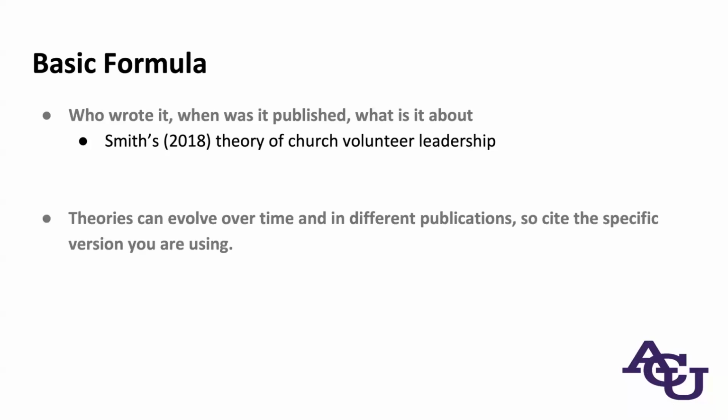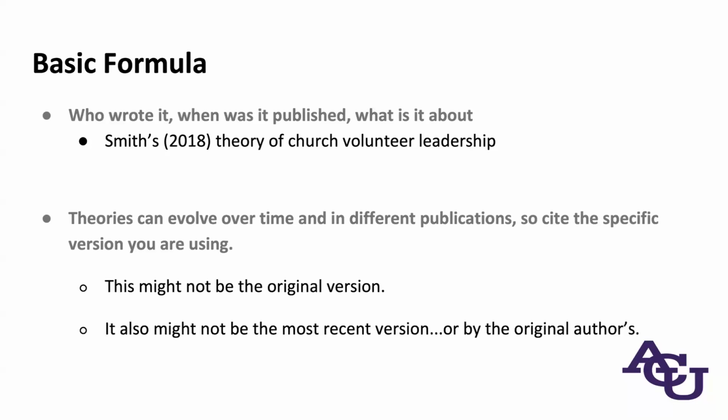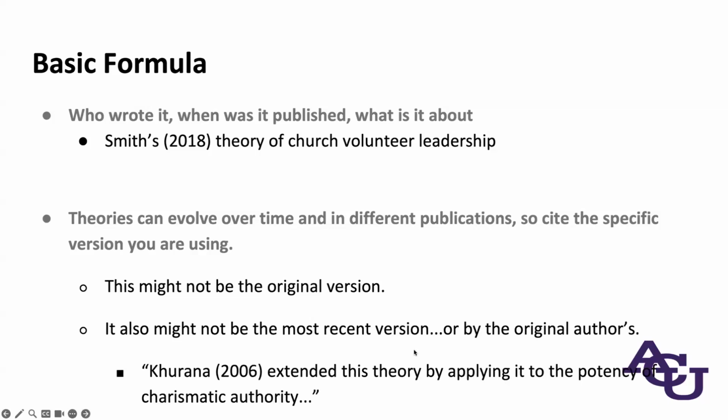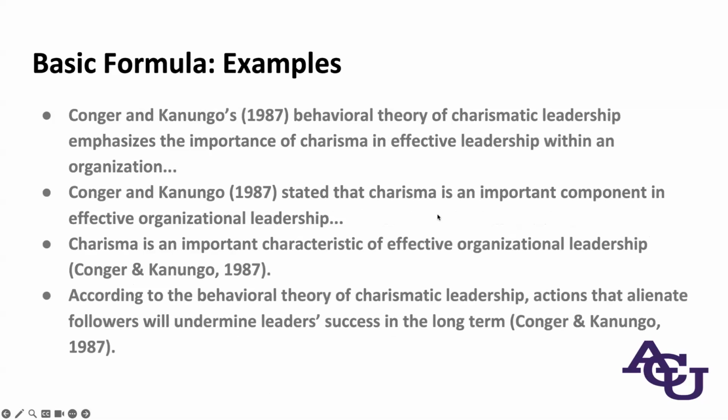And if it's something that's been through a number of different versions, perhaps by the same author, perhaps by others, then we want to clarify which specific version you're using. And that is not always the most recent one. Sometimes you go back to an earlier one because you say, well, actually, this one was modified for this context, or this earlier form works better, or I think it might be more relevant. Like, Karuna 2006 extended this theory by applying it to the potency of charismatic authority. So here are a couple examples.